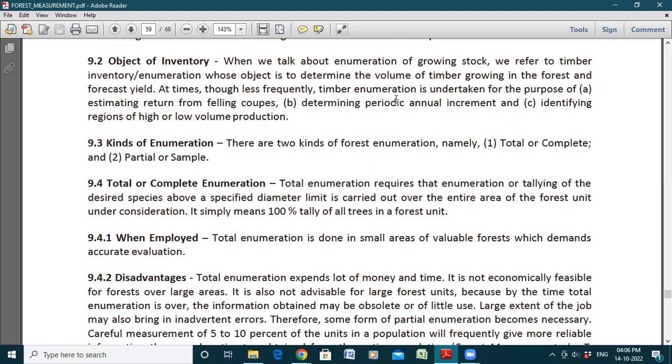Now, what are the kinds of enumeration? Actually, there are two kinds of forest enumeration. First, total or complete, and second, partial or sample.